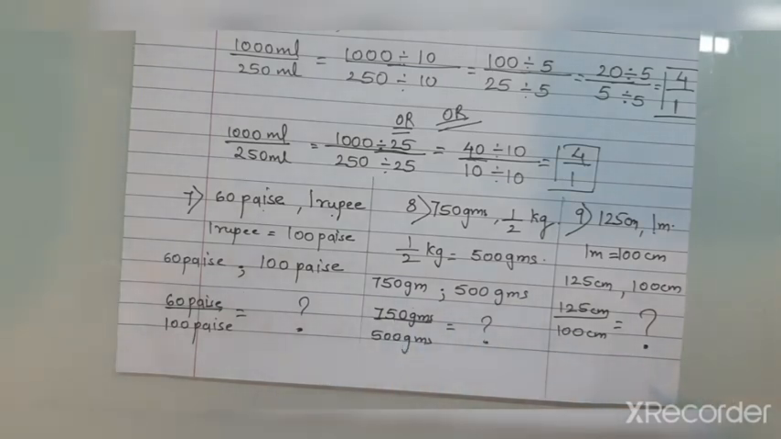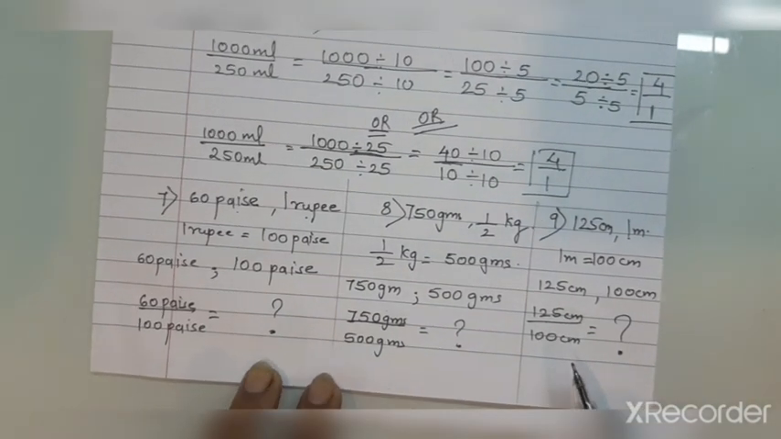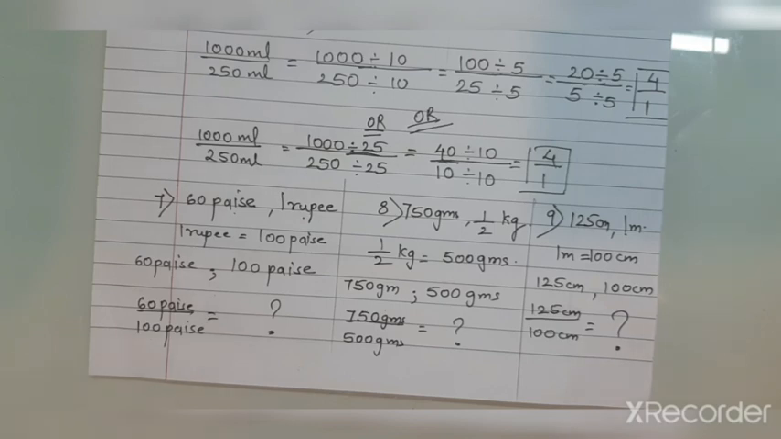750 and 500 also, you can start with 10. You can take the other numbers also, 25 also you can take, or if you want, you can take 50. It depends: if you can divide by a bigger number, well and good, otherwise take up to 10. 10 is easier, so you can divide first by 10 and then go on doing further. 125 and 100 are also divisible by 5 and by 25. So it is up to you which number you want to start with.